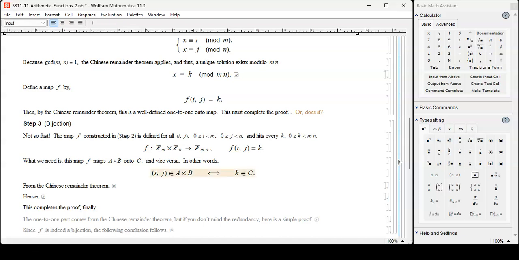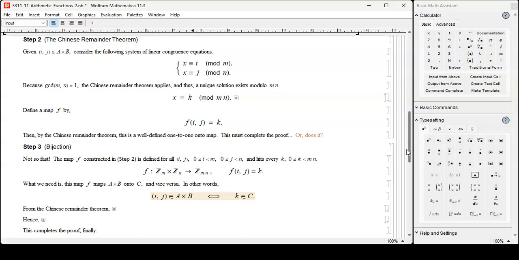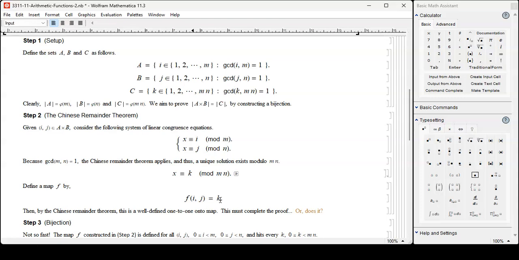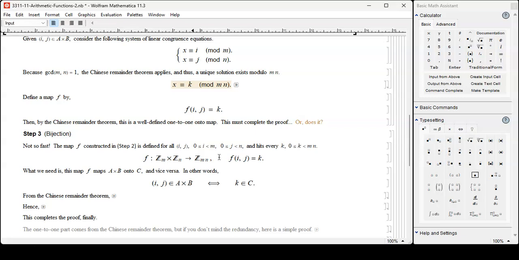If i and j come from A and B respectively, not just Z_m and Z_n respectively, just A and B respectively, then k comes from C as well. That's what you have to prove. Make sense? Just having this map using Chinese remainder theorem is not sufficient. They're too big. We have to restrict the domain into A cross B. Then what's the range? It'll be C. That's what you have to prove.